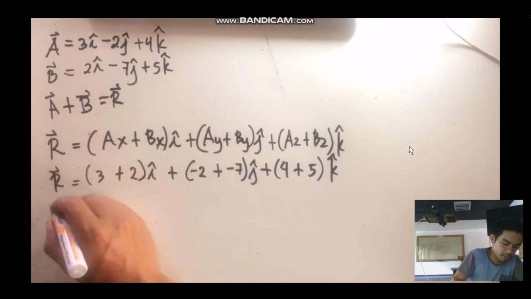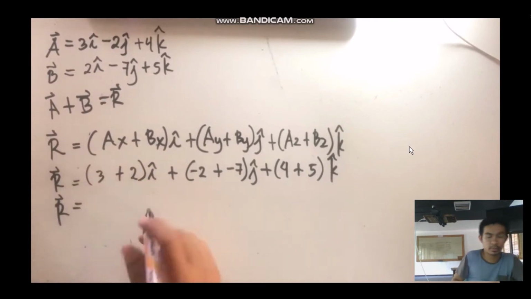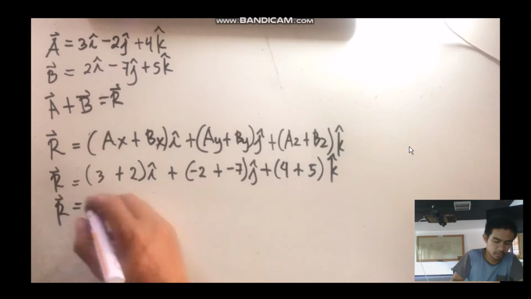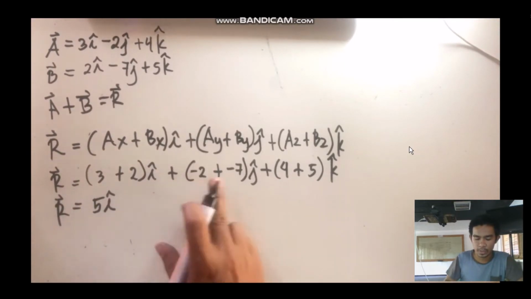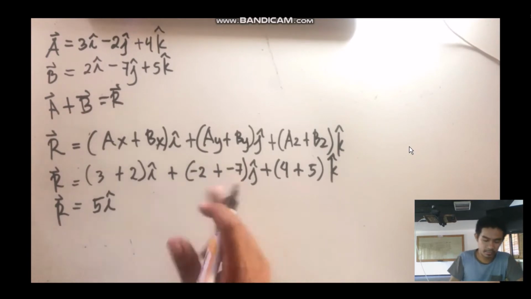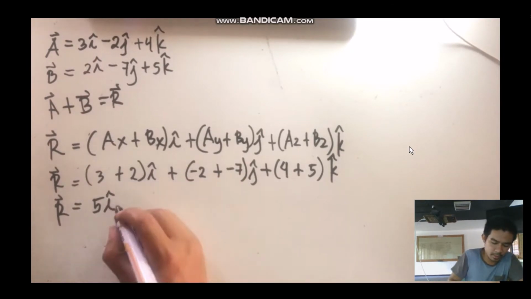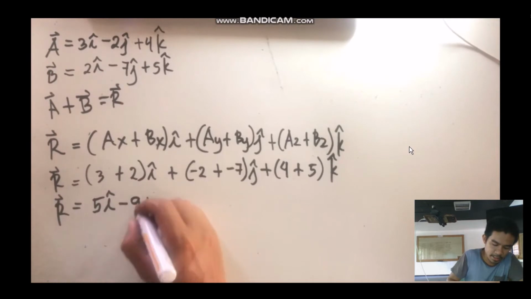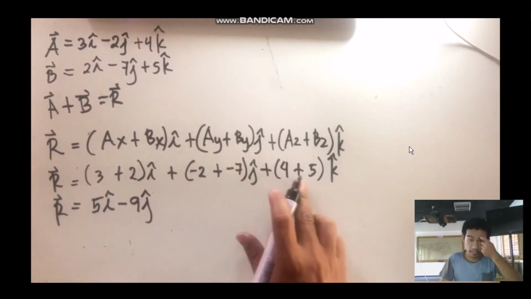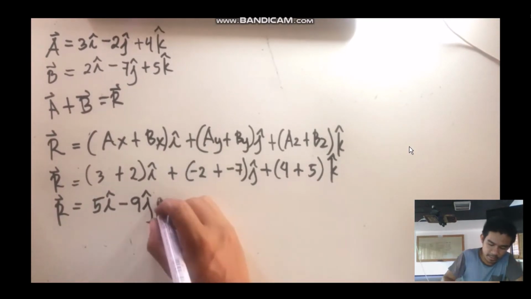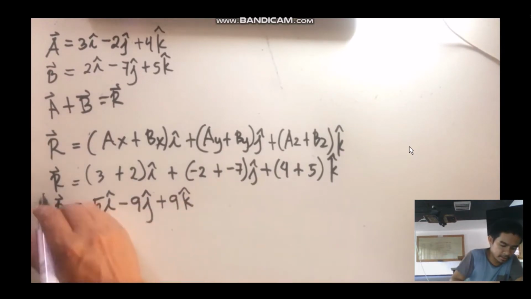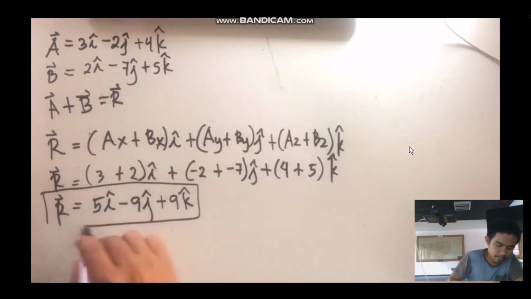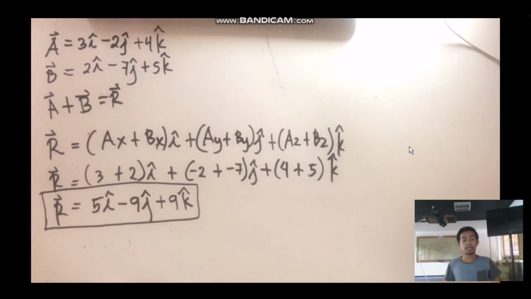So vector r equals what is 3 plus 2? Simple, 5 i hat. What is negative 2 plus negative 7? That's negative 9, so you have minus 9 j hat. And then what is 4 plus 5? That is positive 9, so you have plus 9 k hat. So this is the sum of vector a and vector b.